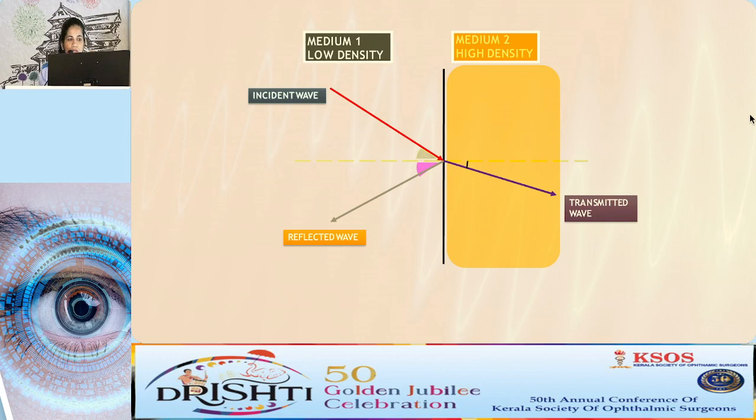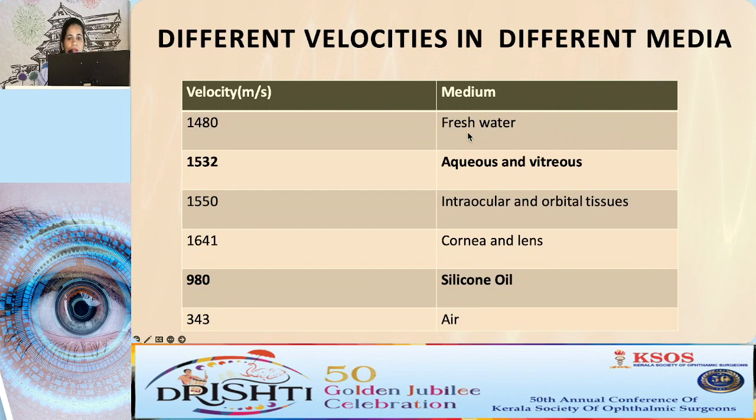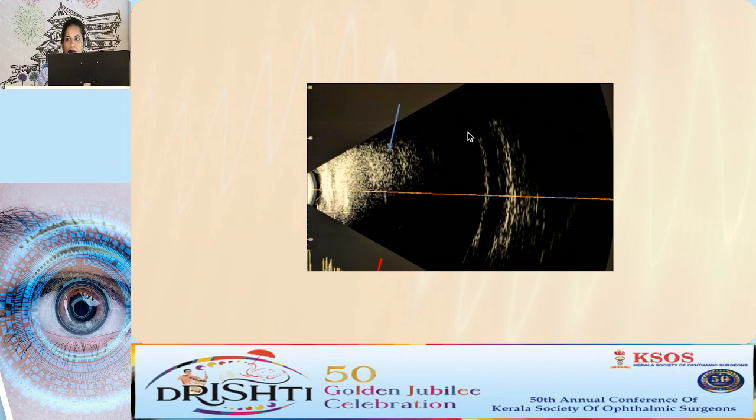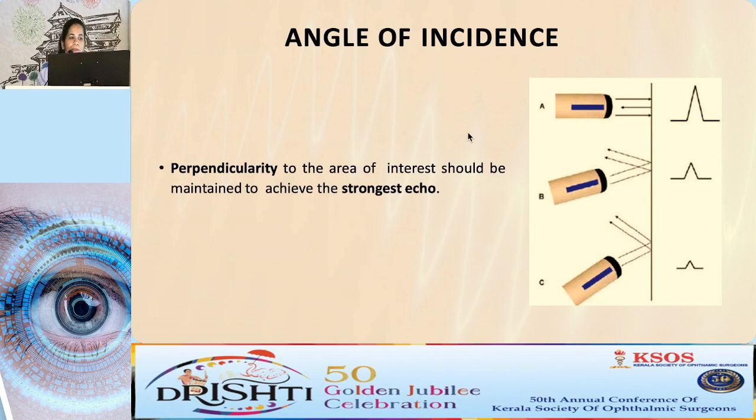The diagram shows the incident wave which comes from the probe. Part of it is transmitted through to the other medium and part is reflected, and this reflected wave is taken back by the probe, depending upon the density of the medium. The velocity is different in different media. In aqueous and vitreous, it is 1532, and in silicone oil, it is 980. What difference it makes is that when we do a B scan in a silicone oil-filled eye, the axial length will appear more because the sound takes more time to travel through the medium.